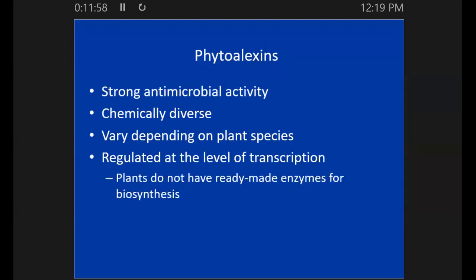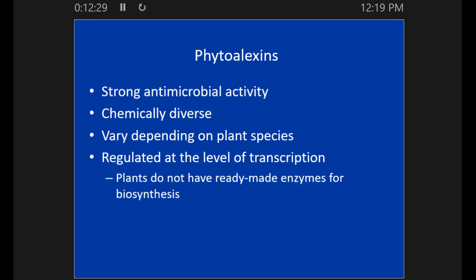And so they always say these are regulated at the level of transcription. That's just a fancy way to say that the plant doesn't have these enzymes up and running on a day-to-day basis. They didn't go through transcription and translation to make the protein. They have the genes necessary for it, but they won't turn those genes on and transcribe them until that bacteria or the fungus is starting to attack.